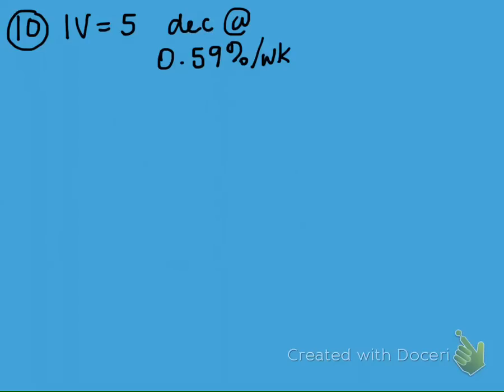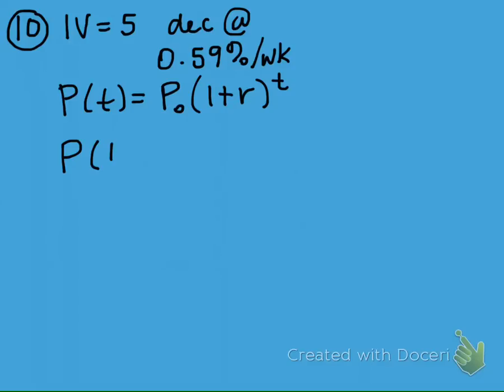Okay, let's look at number 10 now. A similar problem, but our numbers aren't quite as pretty. But we start with the same equation, p of t equals p sub 0 times 1 plus r to the t power. And our initial value again is 5. So we have p of t equals 5 times 1. But now we're decreasing by a percent. So remember, you put a subtract there for that, so that our growth factor will actually be a decay factor because it will be less than 1.